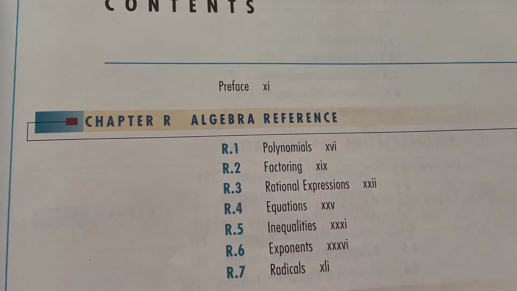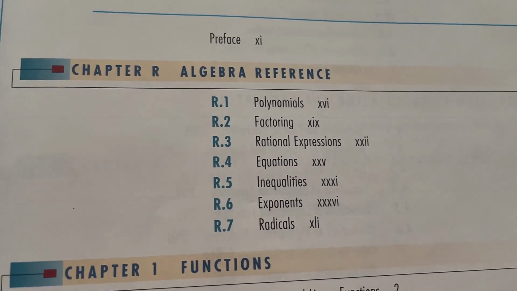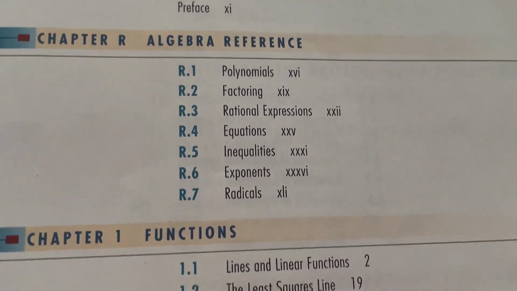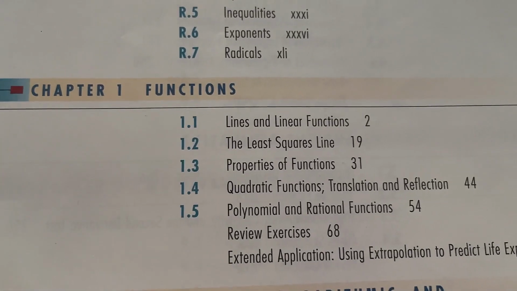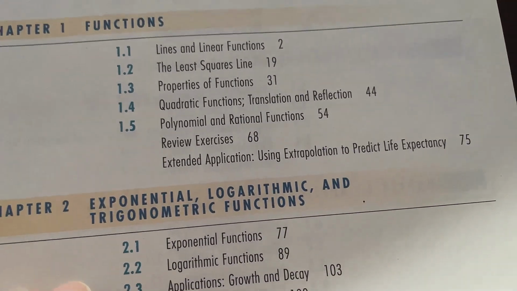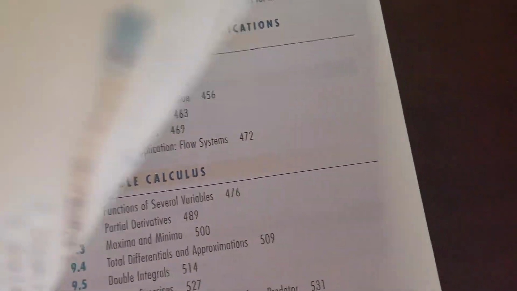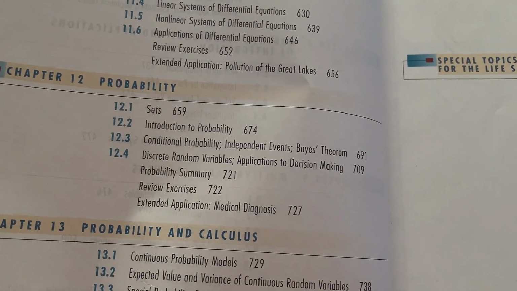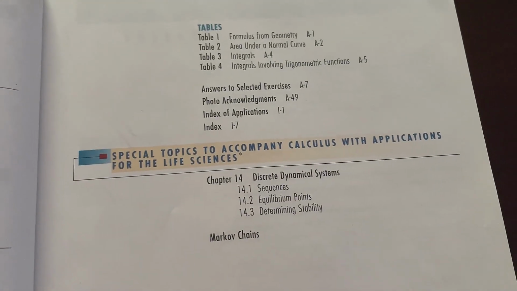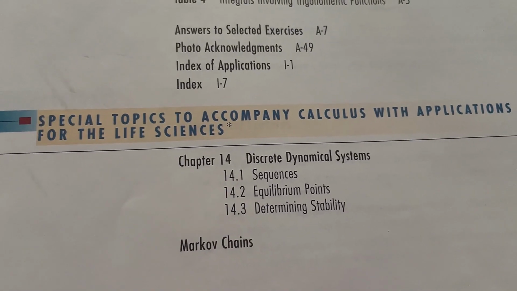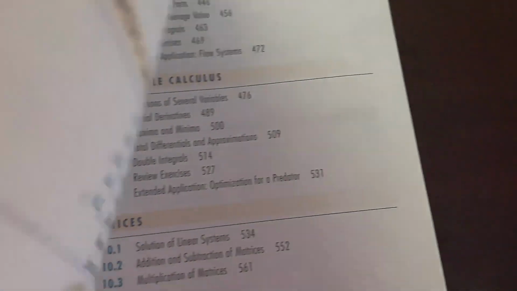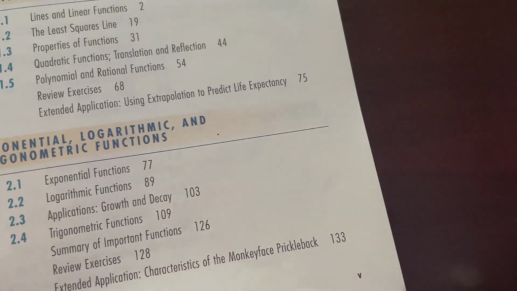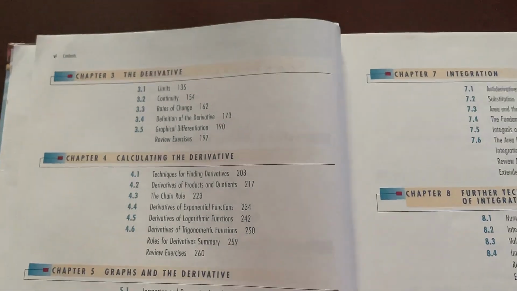And so if we look at the table of contents, we have an algebra reference, so all of your major algebra topics that you would study and learn, you can review them before beginning calculus. Also talks about functions. And I've worked through almost everything in here, with the exception of some of the stuff in the back, like matrices, differential equations, probability and calculus, and special topics like sequences and discrete systems. So yeah, and then it goes into exponential, logarithmic, and trigonometric functions. Always useful to have information on that.